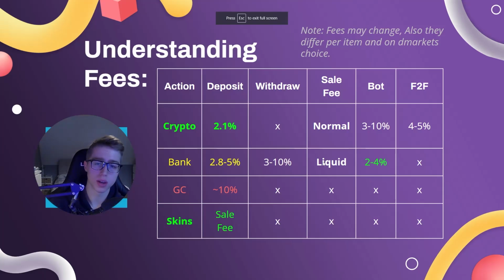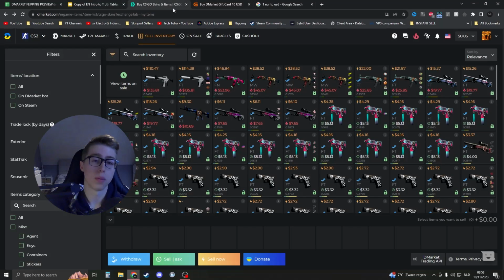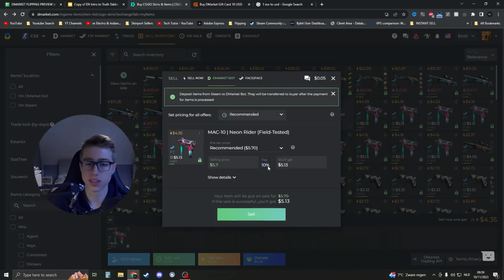So if you take a look at Slide, Liquid, if that's the hot offer, it's basically 2%. I put 2 to 4% because sometimes it's otherwise. And then normally, most of the time, like in 90% of the cases, it's 3%. But let's go to this skin. If I sell it on a Dmarket bot, it's 10%. So you really have to watch out for these things.